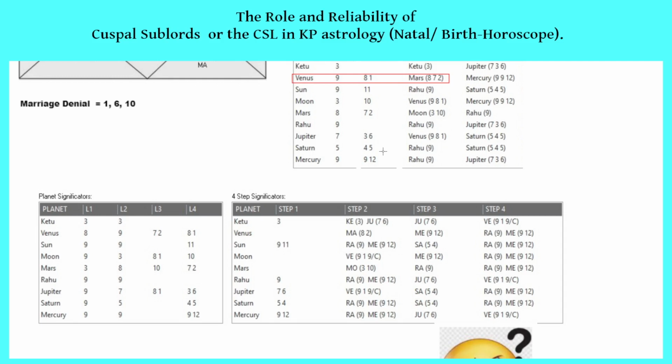If you investigate three or four or five horoscopes where marriage has not taken place, the people who have remained unmarried throughout life or for a long period of time, you will see that the CSL, the Cuspal Sublords, are not very reliable. I have a few more horoscopes of people who have not married for their whole life, but the Cuspal Sublord always indicates that there is the yoga for the marriage to be present.